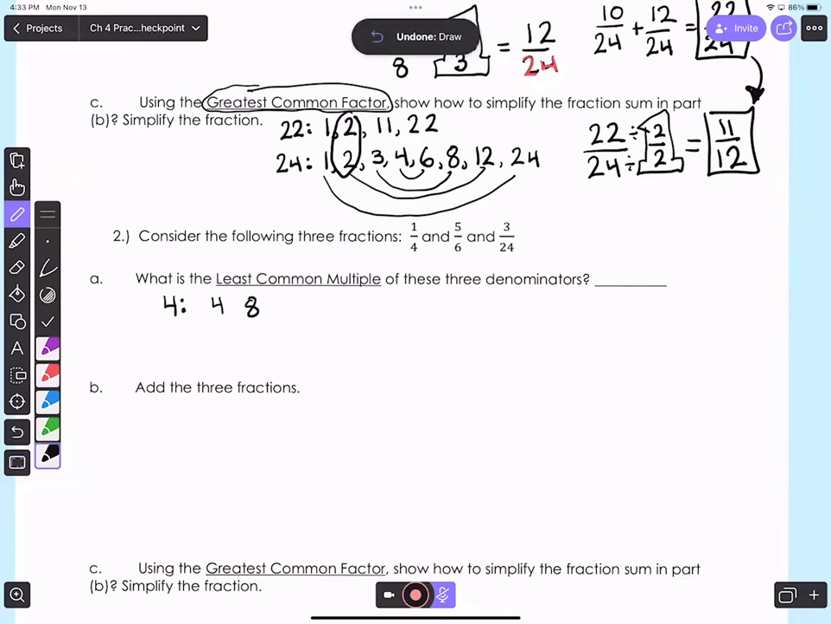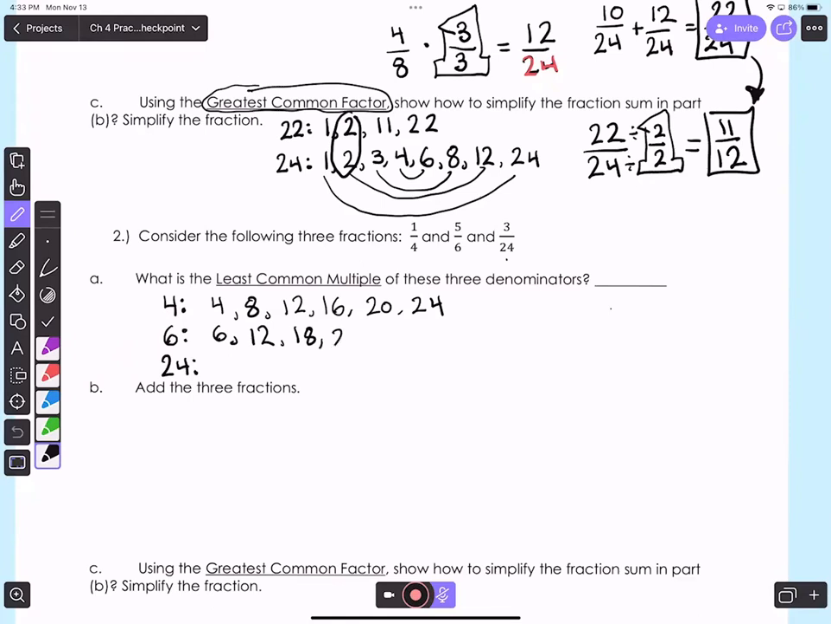4, 8, 12, 16, 20, 24. I'm noticing there's a 24. That could be something useful coming up. So I might stop there. You could keep going. Okay, so I'm going to do 6, 12. Hey, 12 and 12 match, but we need it to work for all 3 numbers. So let's keep going. 18, 24.